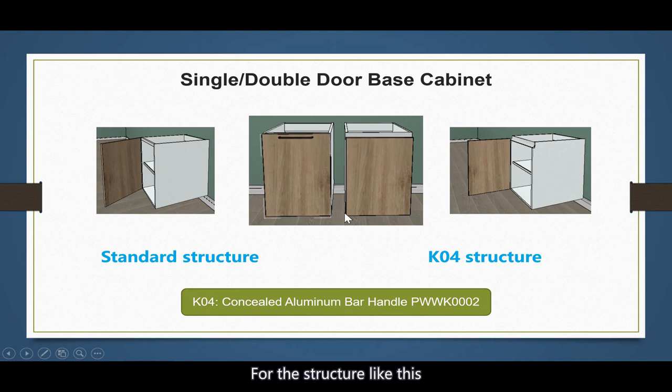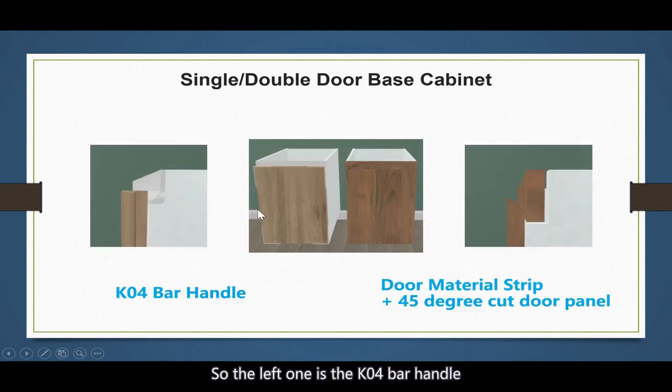Okay. For a structure like this, we also have a similar structure, and let's take a look at the details of them. The left one is the K04 bar handle, and the right one is another, similar design. It's called the door material strips. We start from the K04 bar handle right here. If you take a close look at this, you can see the door panel is a little bit shorter than the cabinet, but it's still over the bottom part of the K04 bar handle here. So it forms a nice gap, so you can put your hand here and pull the door out. The same logic.